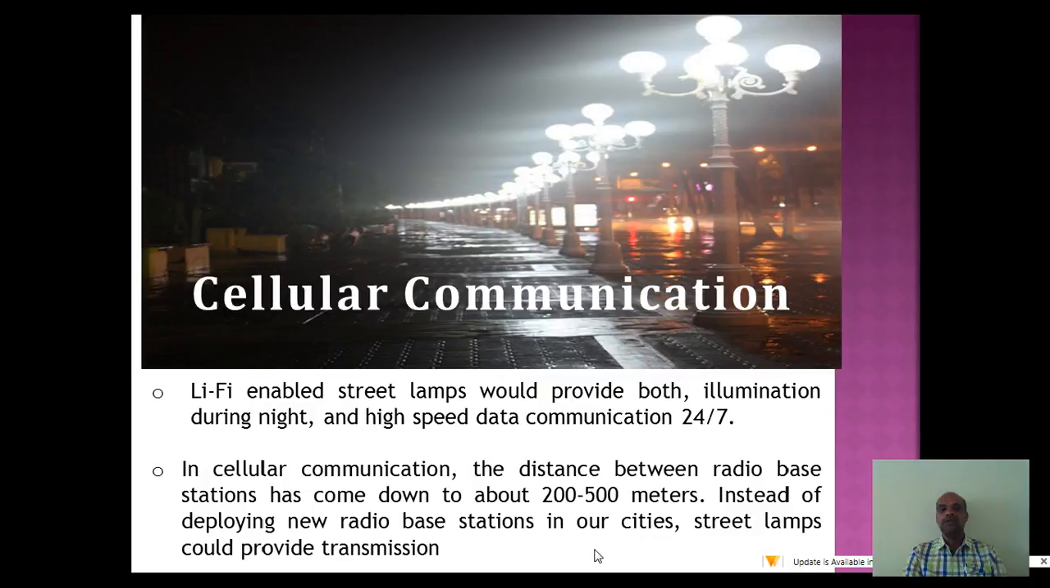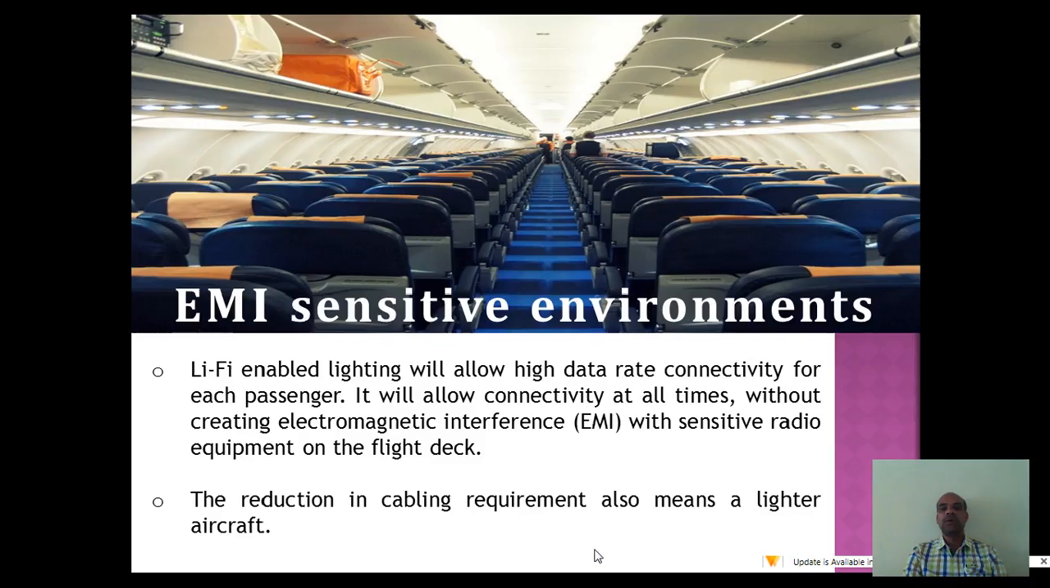Cellular communication. If we consider the street lights, if we replace the fluorescent lights with LED lights, a complete street can deliver a high amount of data from one place to another place. In the same way, in cellular communication also, previously the distance was more, but due to the usage ratio, the distance came down to about 200 to 500 meters. So instead of deploying a new radio base station in any city, street lamps could provide that particular transmission.